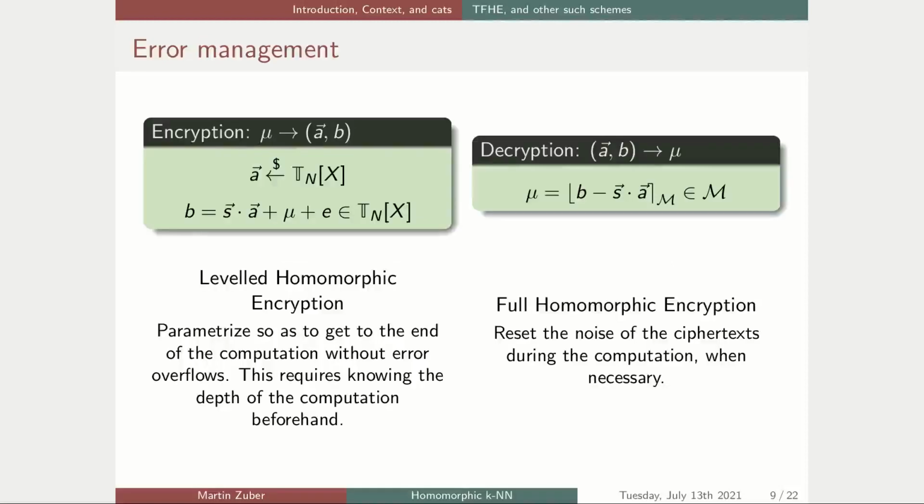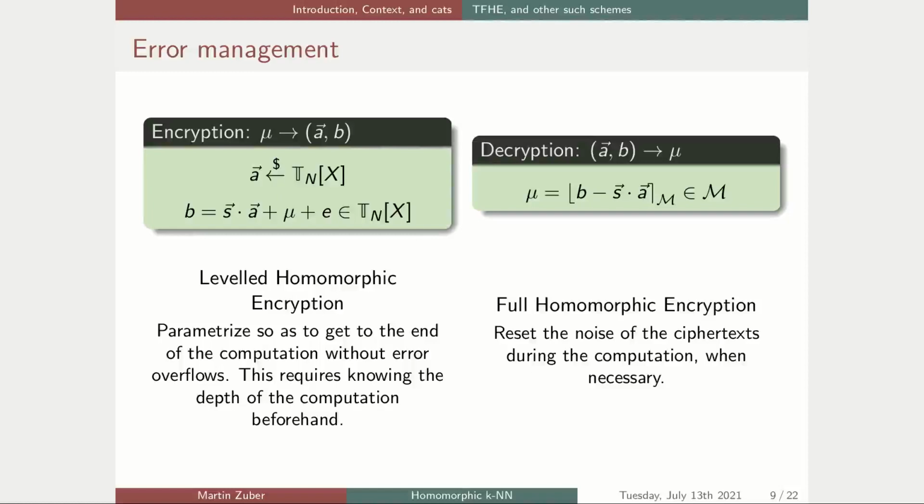Now, this is going to be a very interesting operation because of a problem that most homomorphic encryption schemes have, which is error management. As we said, there is an error which is introduced at encryption time, and this error is going to grow with every operation that we apply on our ciphertexts. And at some point, decryption is going to be impossible.